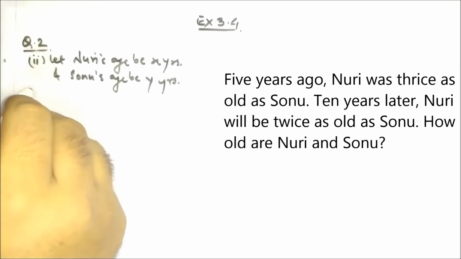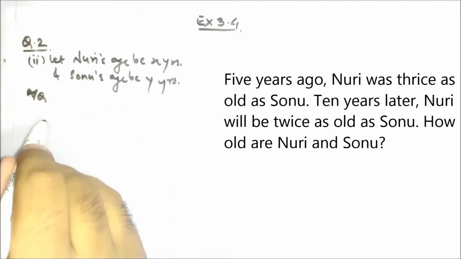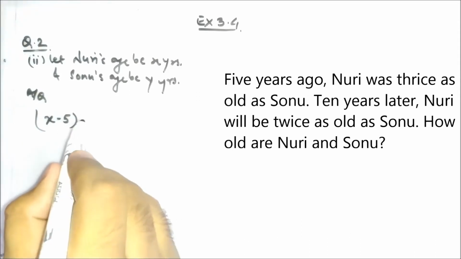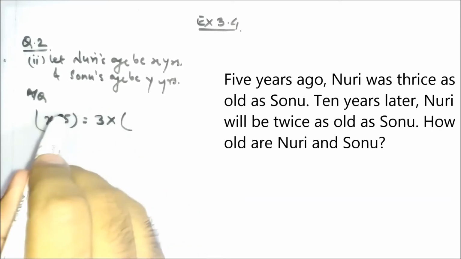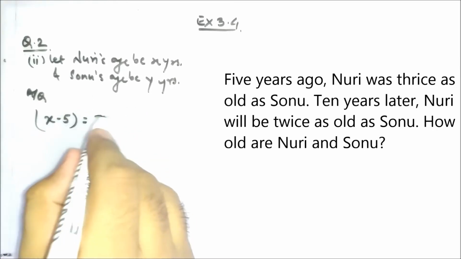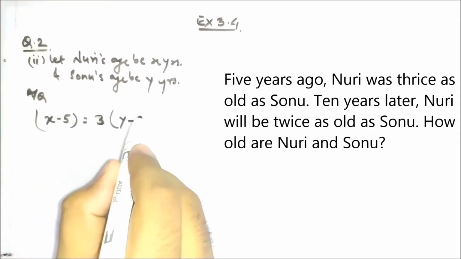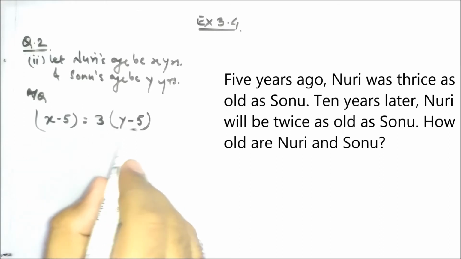Now the condition, according to the question, says 5 years ago. Ago means we are talking about the past. So 5 years ago the ages will be x minus 5 and y minus 5. Noori was thrice as old as Sonu. So Noori's age is x minus 5. It is thrice, so 3 times the age. Don't put multiply here, you will be confused with x. Noori is 3 times as old as Sonu, so Sonu will be y minus 5.